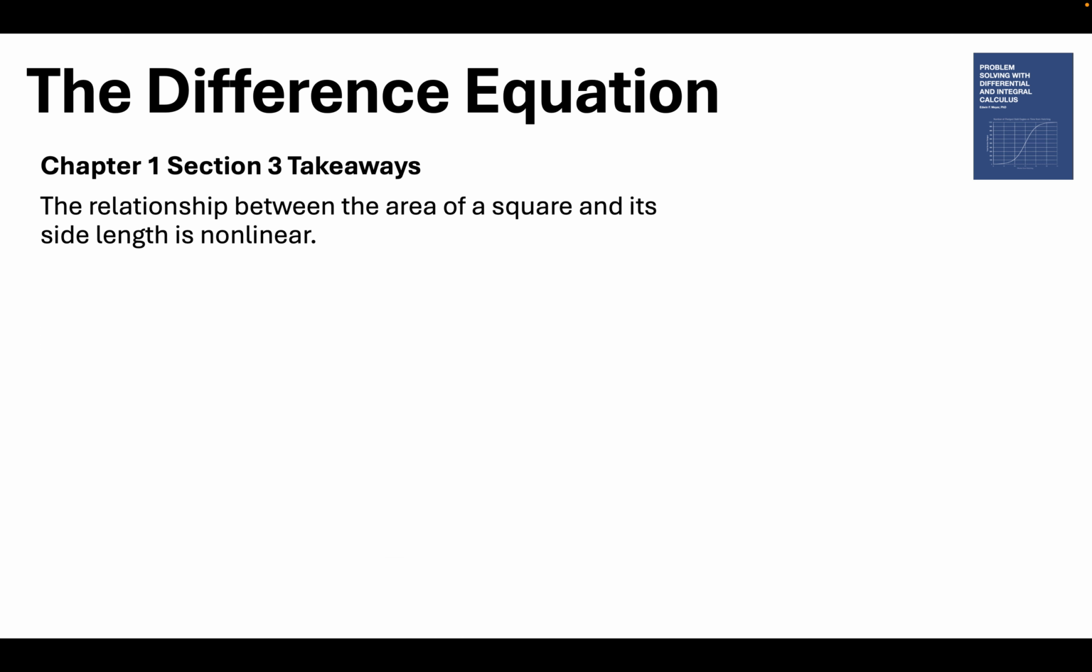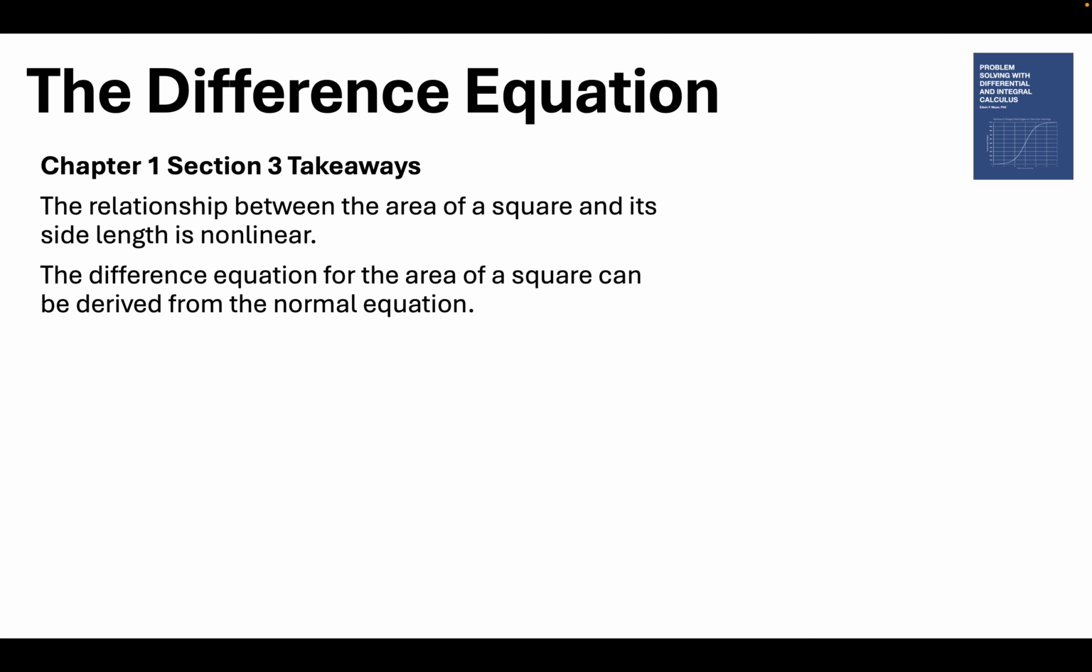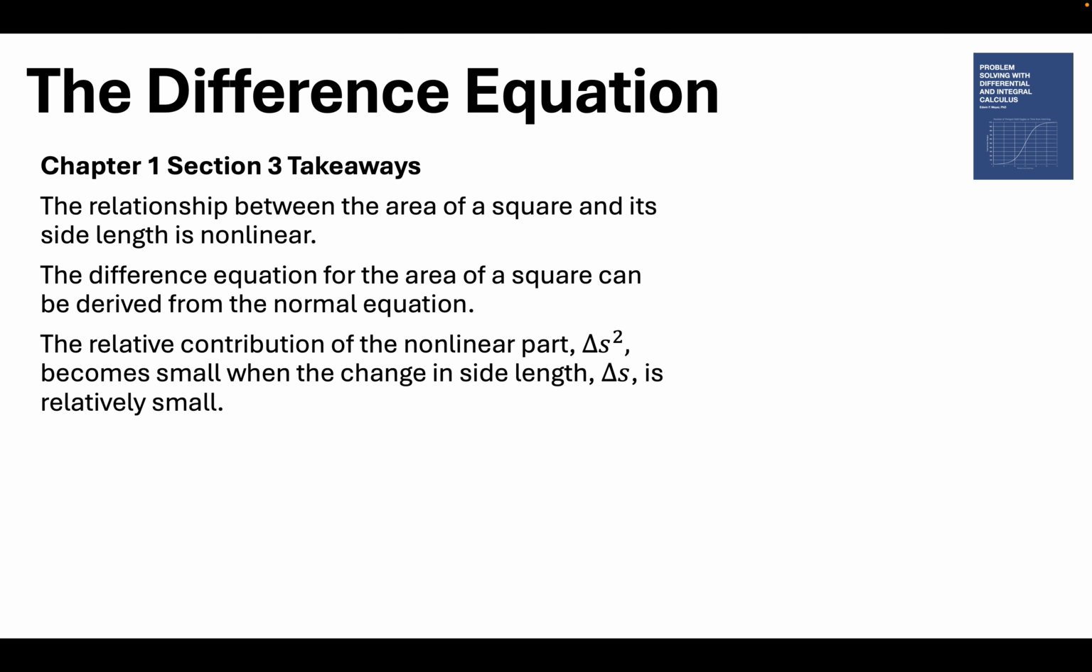So now, takeaways from section 3 of chapter 1. The relationship between the area of a square and its side length is nonlinear. The line is curved. It's different. The difference equation for the area of a square can be derived from the normal equation, which we did. I'm not going to put the equation here because the equation isn't the important thing. It's the concept that it's important.